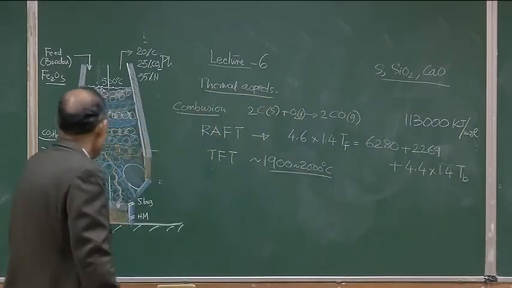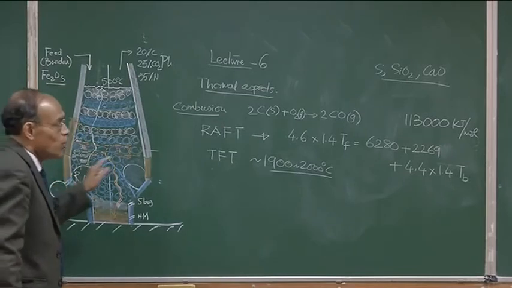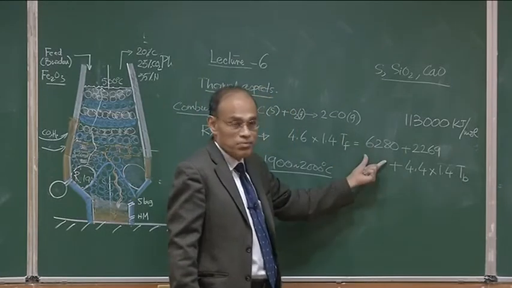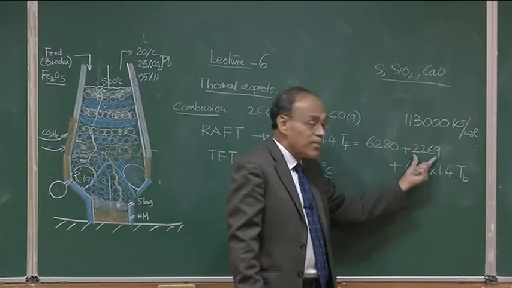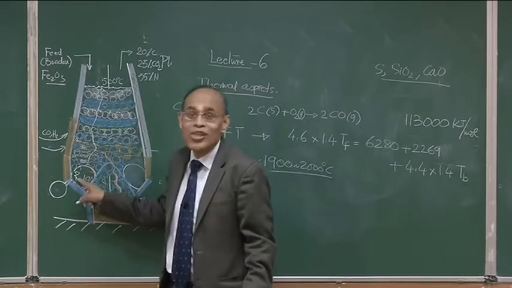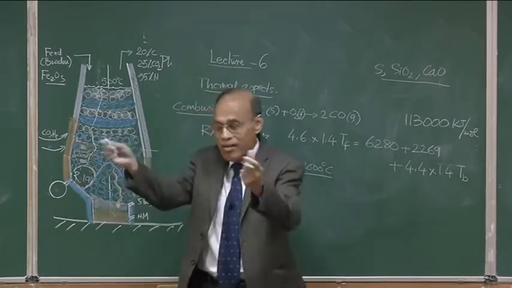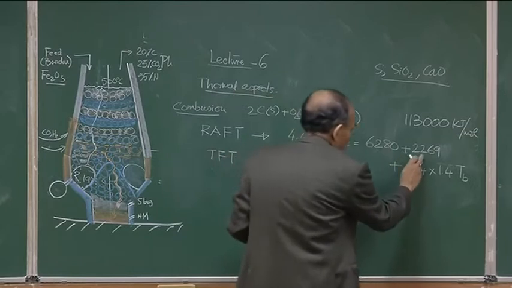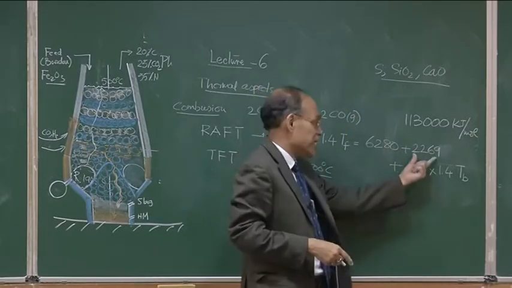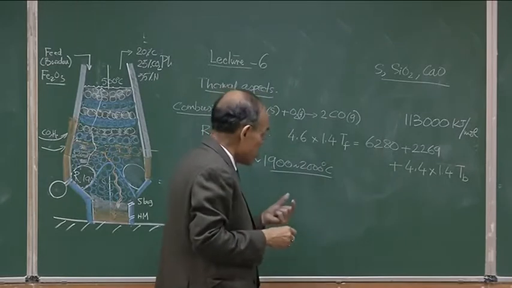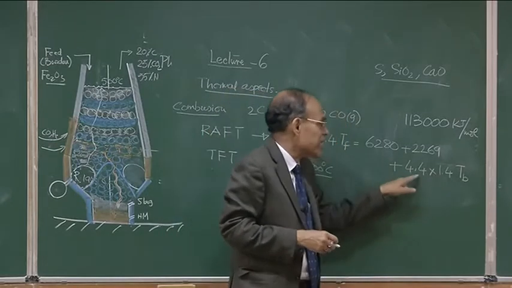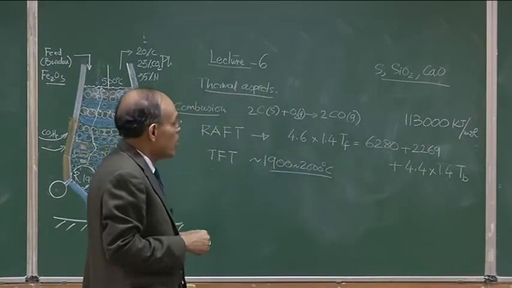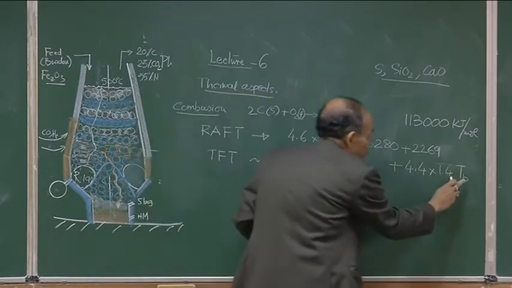What are these terms? When you do an adiabatic calculation, this is the heat being generated because of the carbon monoxide oxidation. And this is the sensible heat of the coke, because the coke is entering here not at room temperature, but at a predetermined temperature of 1800 or 1900 degrees centigrade. That is the temperature on the basis of which the sensible heat is calculated. These are all per unit mass basis, and these coefficients are a measure of the specific heat as well as the density of the gases. Now, this is the flame temperature and this is the blast temperature.